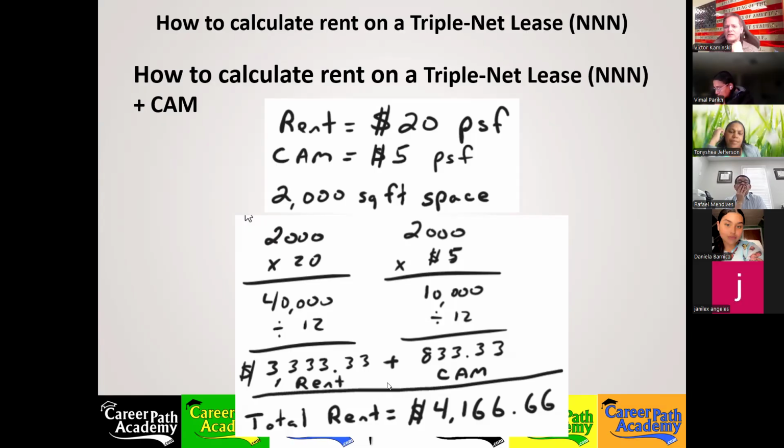Okay, well, that looked good. That looked affordable. You didn't factor in the CAM charge of another $833. Yeah, $5 per square foot. That's a lot for CAM. So now we got a total monthly rent fee that we need to pay just for the real estate of $4,166.66. That's a lot.